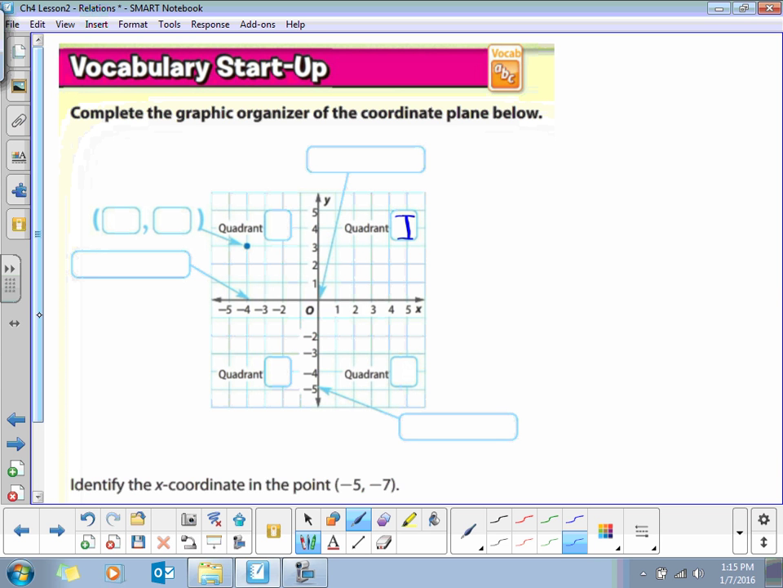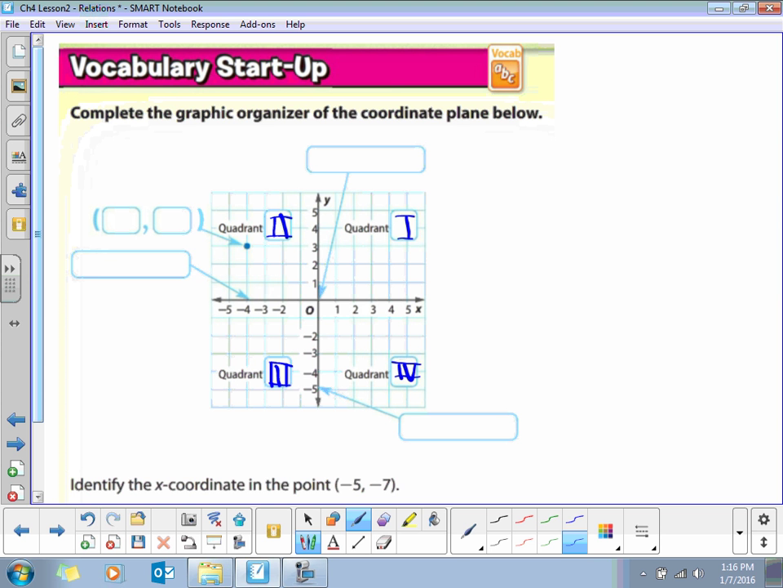Which one is quadrant 2? This way, right? So this one is quadrant 2. Which one is 3? Bottom right? Bottom left. Very good. So this one is 3, and this one is 4. And again, you're going to use your Roman numerals to name them.